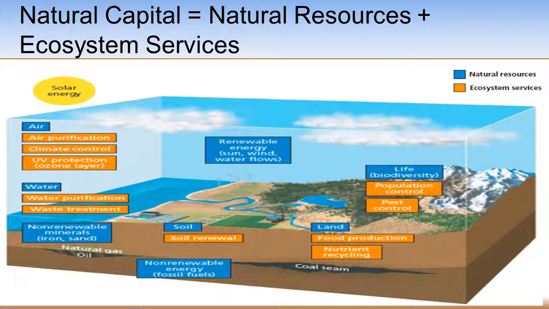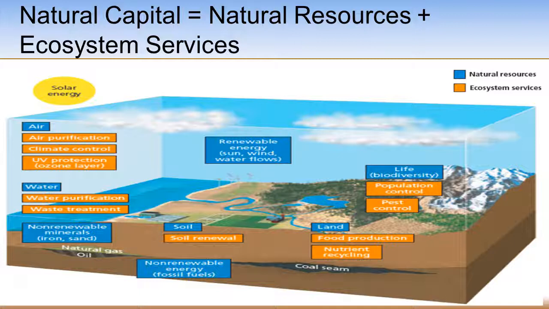In orange, you have ecosystem services. These are the services that the ecosystem provides in order to sustain species that live within that ecosystem, including we as humans. Air purification, climate control, the ozone layer providing a protective layer from ultraviolet light, water purification, waste treatment. In fact, wetlands are a natural waste treatment system that do a good job at purifying water.